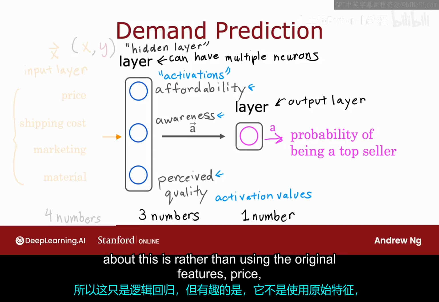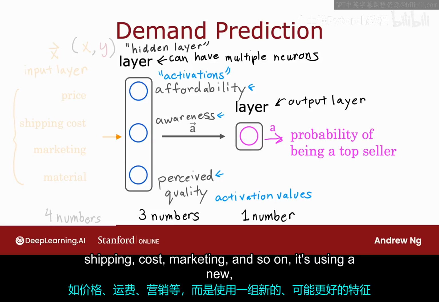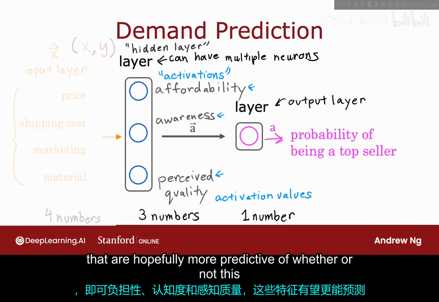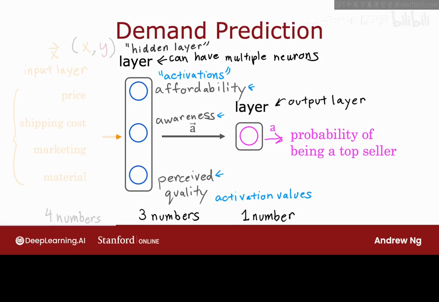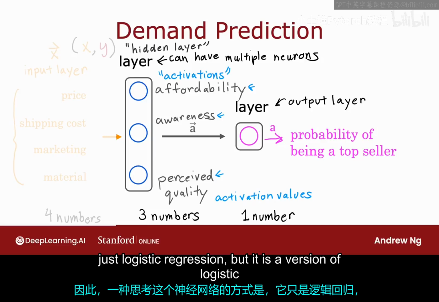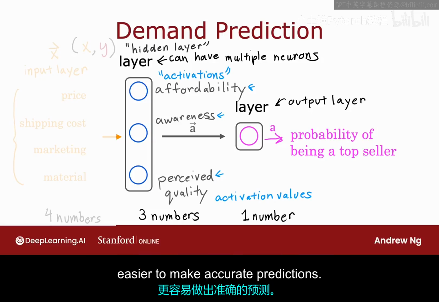But the cool thing about this is that rather than using the original features, price, shipping cost, marketing, and so on, it is using a new, maybe better set of features, affordability, awareness, and perceived quality, that are hopefully more predictive of whether or not this t-shirt will be a top seller. So one way to think of this neural network is just logistic regression. But it is a version of logistic regression that can learn its own features that makes it easier to make accurate predictions.